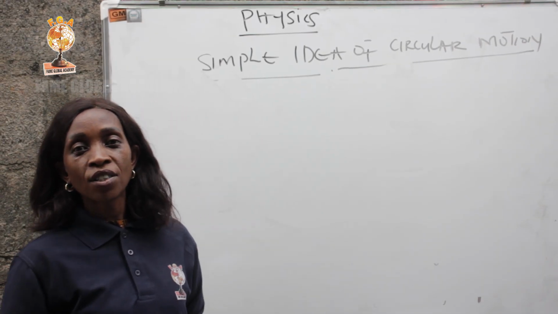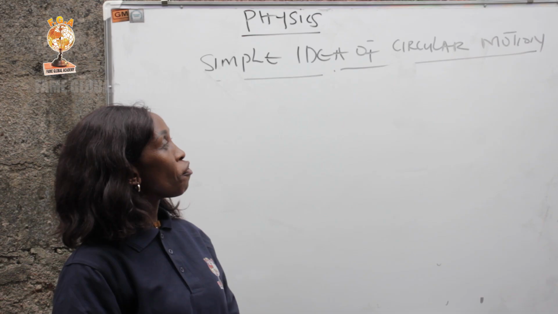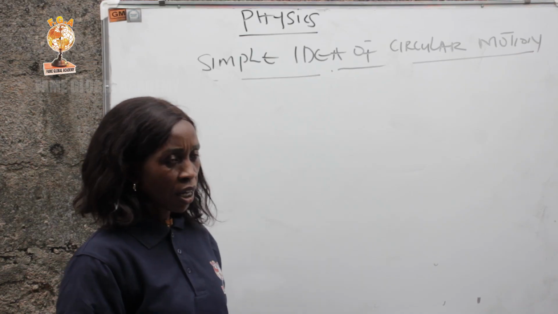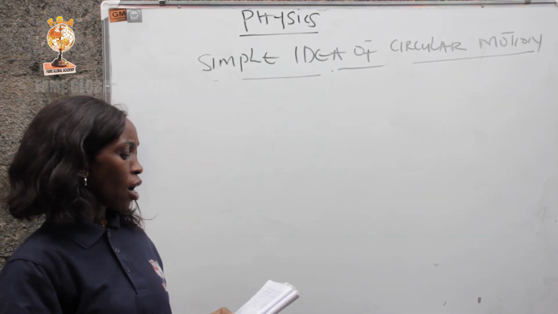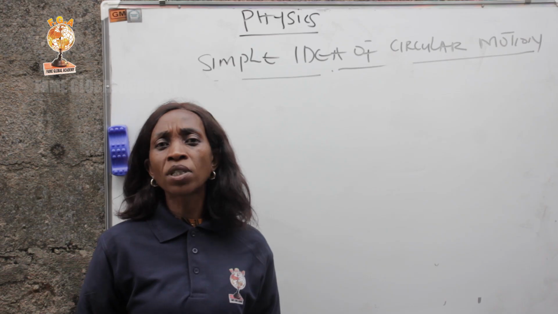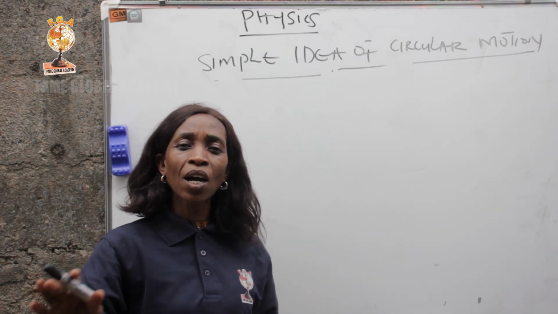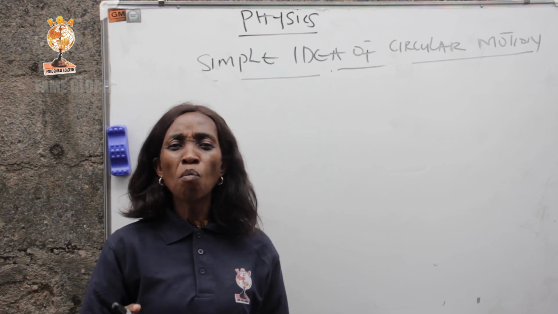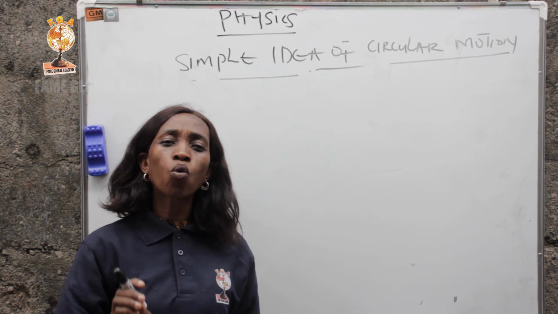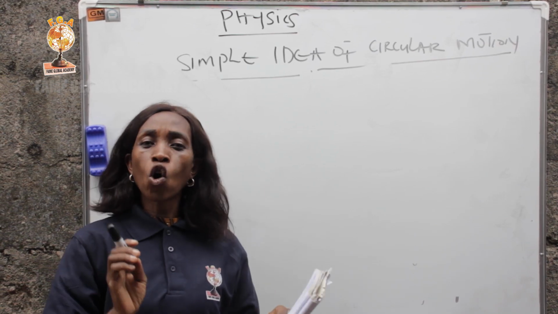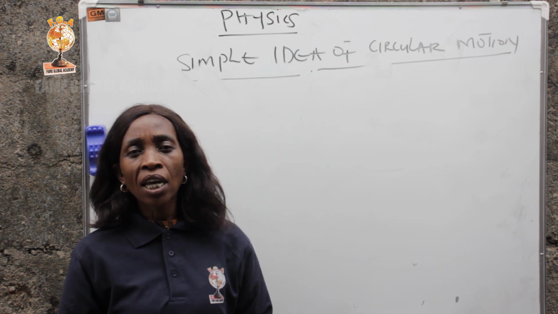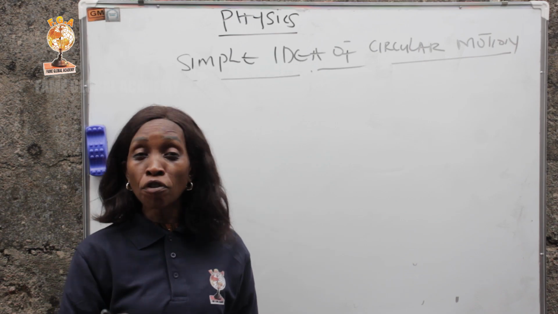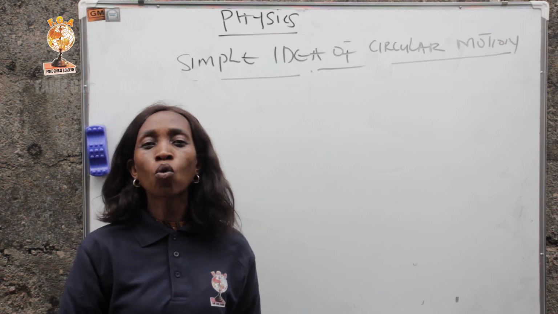Right, today we'll be talking about the simple idea of circular motion. Now, an object that is moving with a constant speed in a circular path is moving with a uniform circular motion. I repeat, an object moving with a constant speed in a circular path is moving with a uniform circular motion.